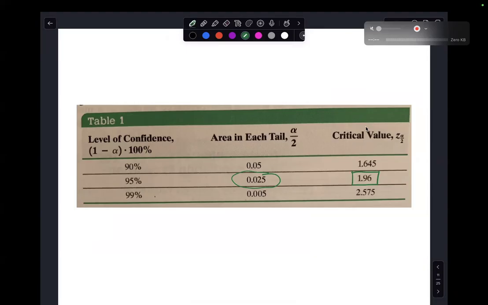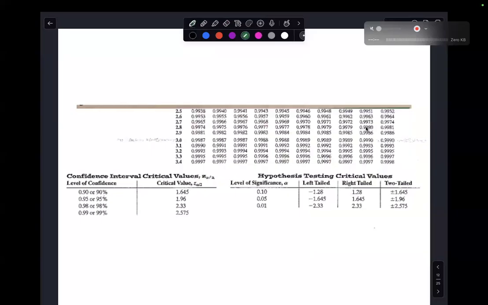This just gives you a few of them. I'm going to show you on our Z table. This is our Z table. It gives you a few of them. This one gives you 90, 95, 98, and 99. So this gives you the most common ones.